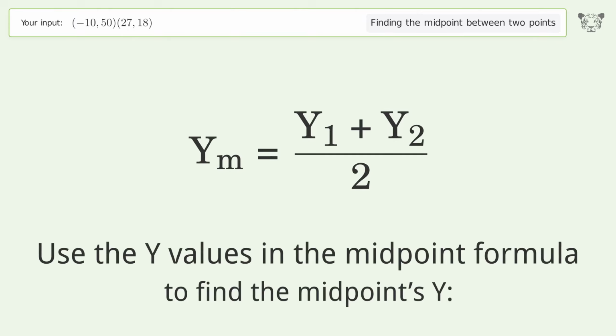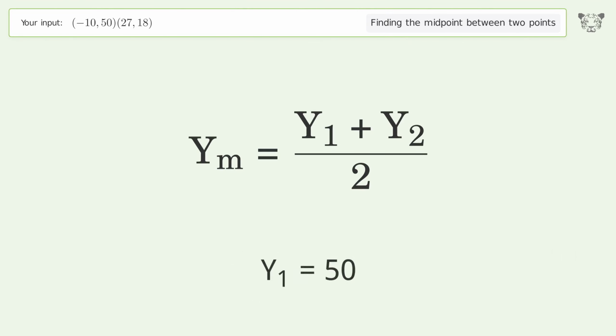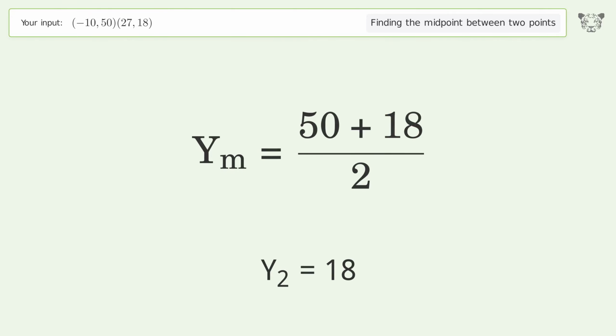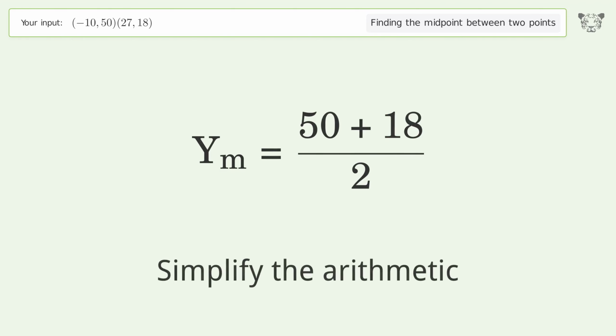Use the y values in the midpoint formula to find the midpoint's y. y1 equals 50. y2 equals 18. Simplify the arithmetic.